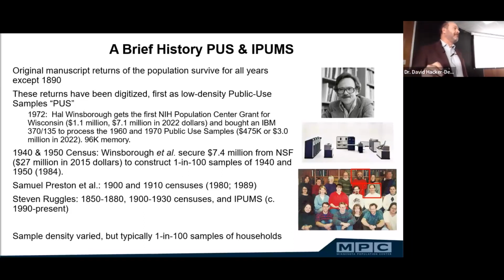Sample density varied quite a bit, but typically about 1 in 100. What that meant is that if you wanted to study a small place, let's say Madison, you probably wouldn't have enough cases in the sample to do local geographic analysis. You certainly couldn't do the segregation measures that I'm going to show you in a bit. So they were really valuable. You could make your own tabulations. You could create models. A lot of research has been published. I think it's one of the most used social science databases in the world. Really useful for the type of analyses we do, but still limited in some ways.